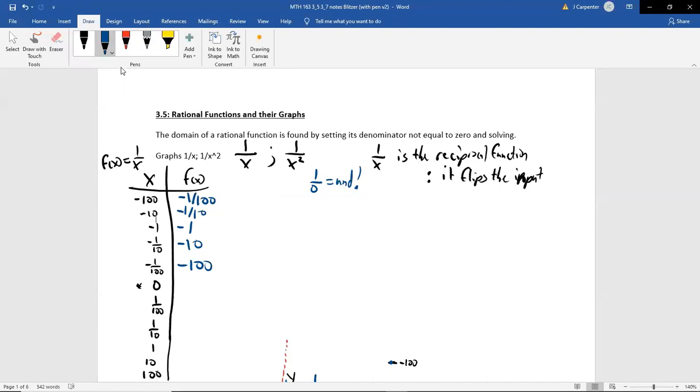What happens if you plug in 0, though? Well, that's literally sitting right there. It's undefined because you can't divide by 0. And that's why I had an asterisk next to that one. Now, plugging in the next 5 values is just going to be the exact same process as above, just no negatives. Flip 1 over 100, you get 100. Flip 1 over 10, you get 10. Flip 1, you get 1. Flip 10, you get 1/10. Flip 100 and you get 1 over 100.